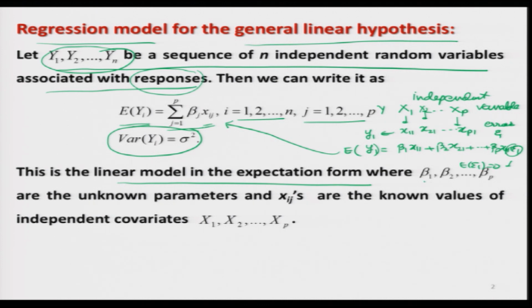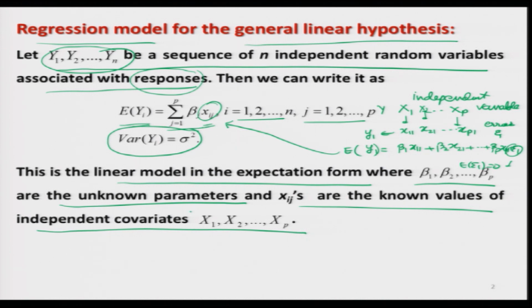Now, in this setup, beta 1, beta 2, beta p are the unknown parameters, and here xij, what you have written here, are the known values of the independent variables, or they are also called covariates. That is another name for these independent variables, and these covariates are indicated by X1, X2, capital Xp. So, we have p covariates.